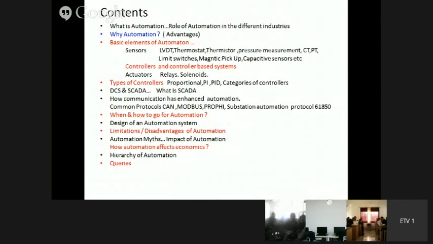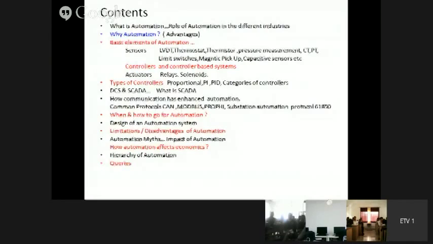Then controllers, a controller-based system. Actually, when I say controller, it is a whole system, and that is definitely a controller-based system. Actuators: the relays, the solenoids, etc. These are the examples of actuators. The types of controllers: proportional control, PI, that is proportional integral control, and proportional integral derivative control. These are the three control processes, and there are different types of controllers. They can be categorized.